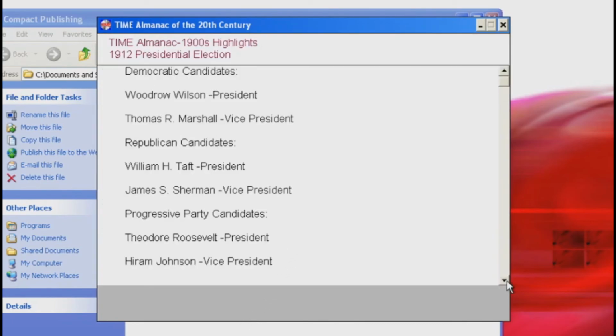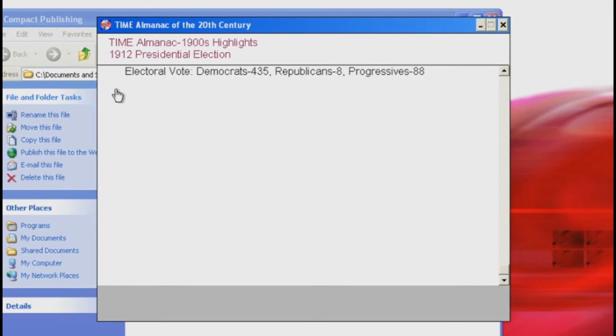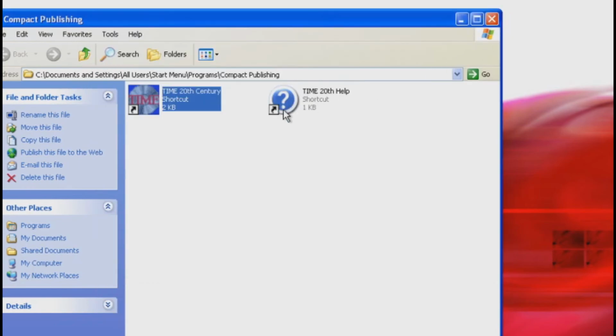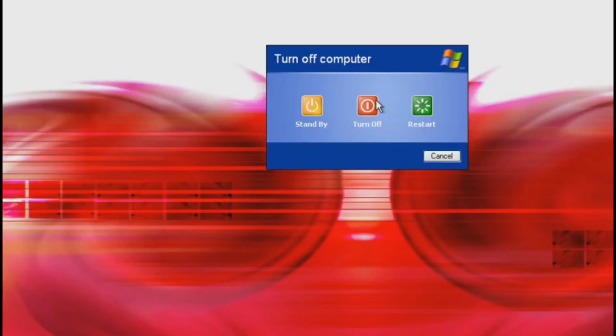Man, things were much smaller back then. But anyway, that's pretty much all of the Almanac of the 20th Century, and that's pretty much all of the multimedia almanacs we have here. They're very, very interesting. If you want to go buy them and make fun of them, you can do that. They're very interesting. And that's all I have to say.